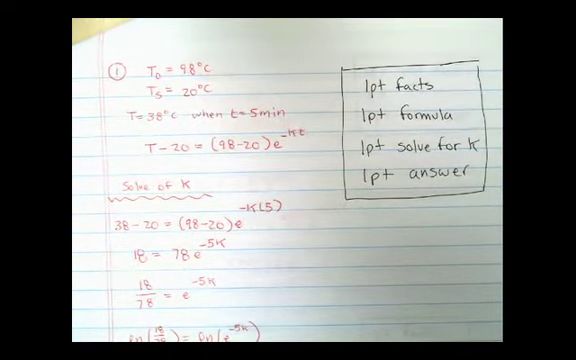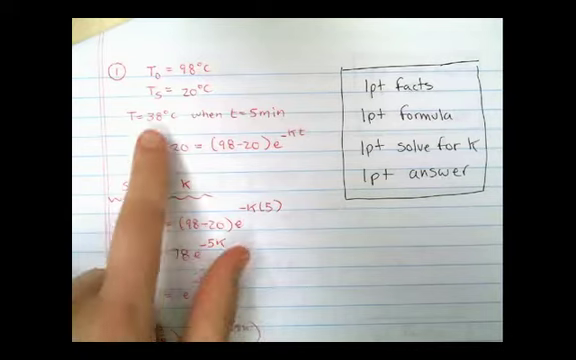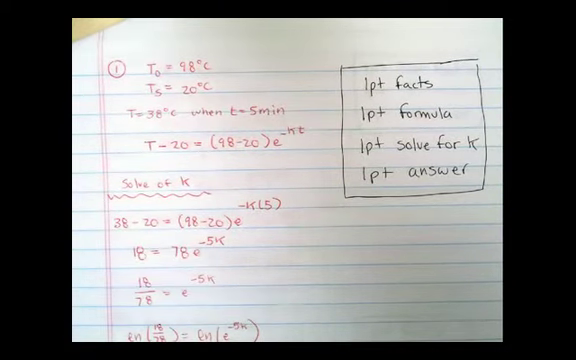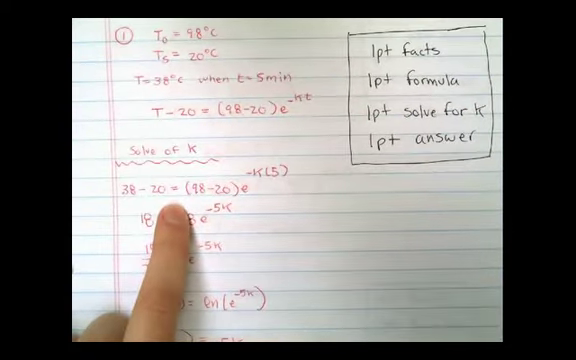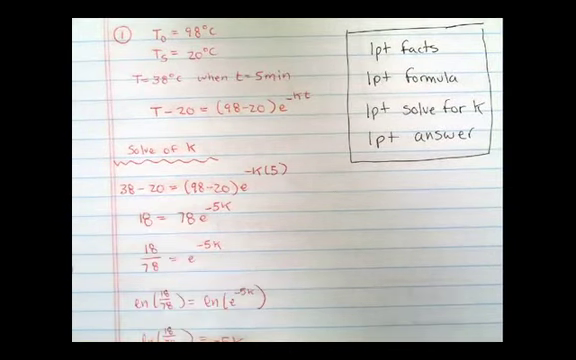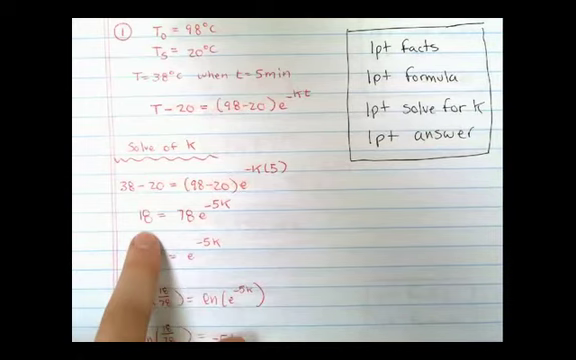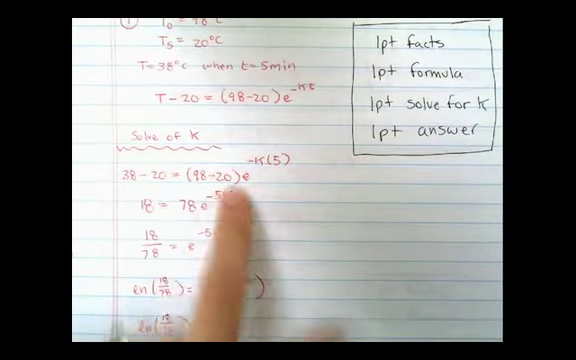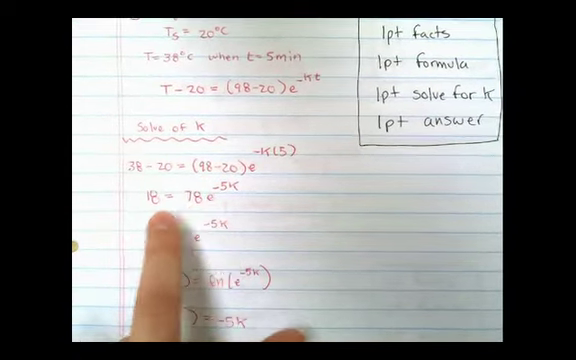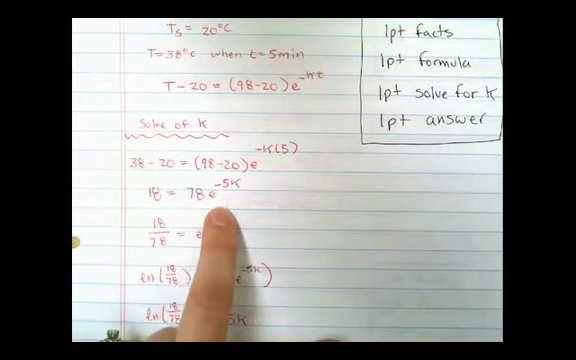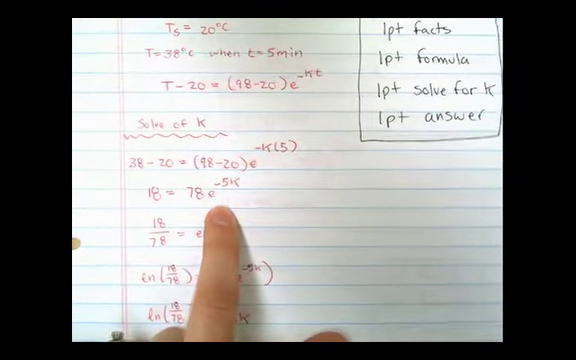Then you're going to go solve for K. So to solve for K, you're going to plug in this 38 in 5 minutes. So I'm going to plug it in down here using the correct formula. And then you got to go to work. You got to be like, okay, 38 minus 20 is 18. 98 minus 20 is 78. So I have 18 equals 78 e to the negative 5k.